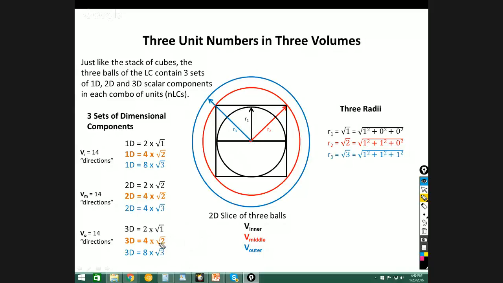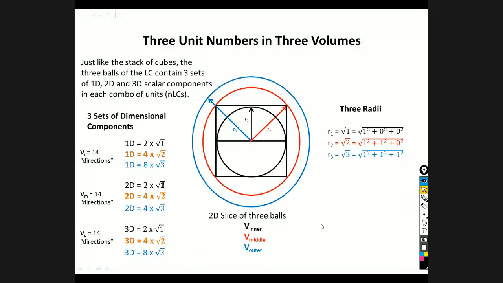But each one, see, there's another mistake. This should be 1 here, not the square root of 1, not the square root of 2. So anyway, I hope that makes sense. We have these 3 scalar components, 3 dimensions in each ball.